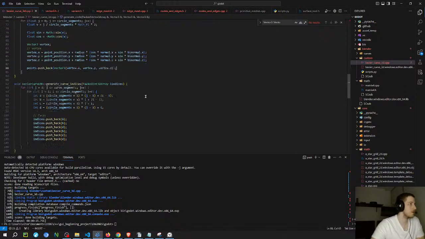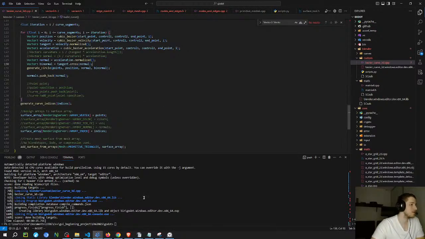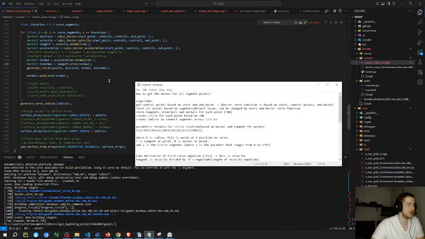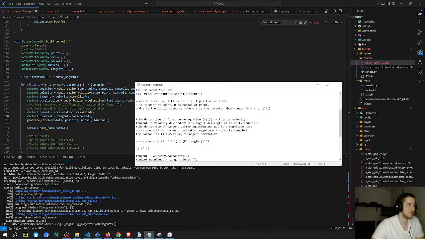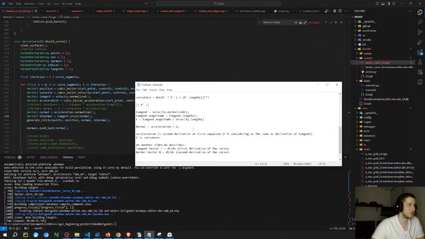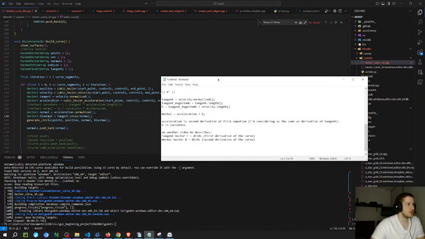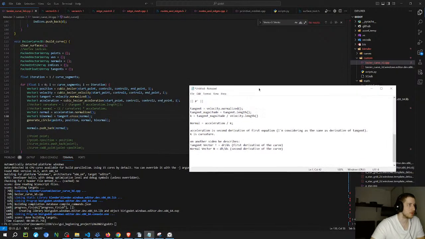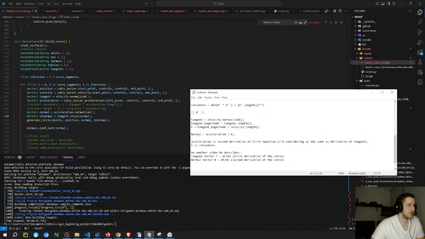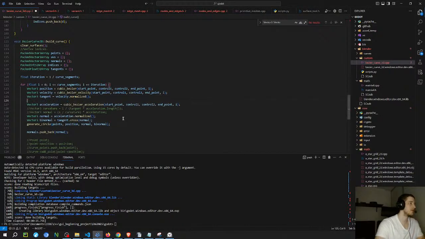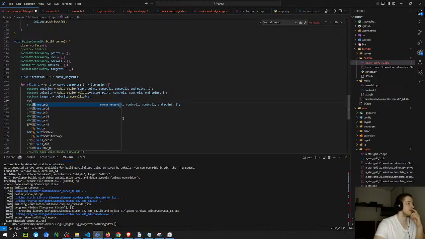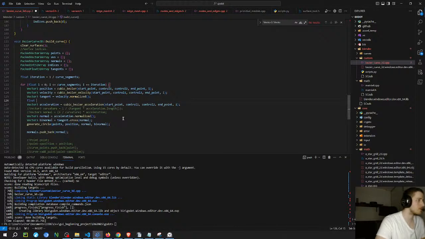So let me see if I can implement the equation there. The thing is, this is the way that I was doing it before, and it wasn't working, I think. But maybe I did it in the wrong way. So it's the tangent magnitude, which is the tangent length. I'm just going to do it here. Tangent magnitude is probably going to be a float.